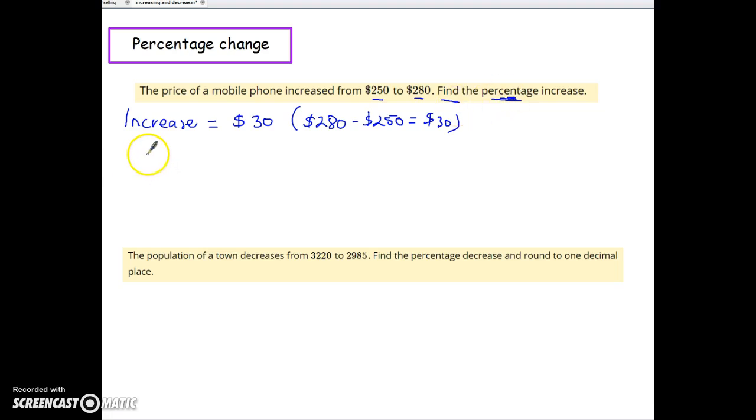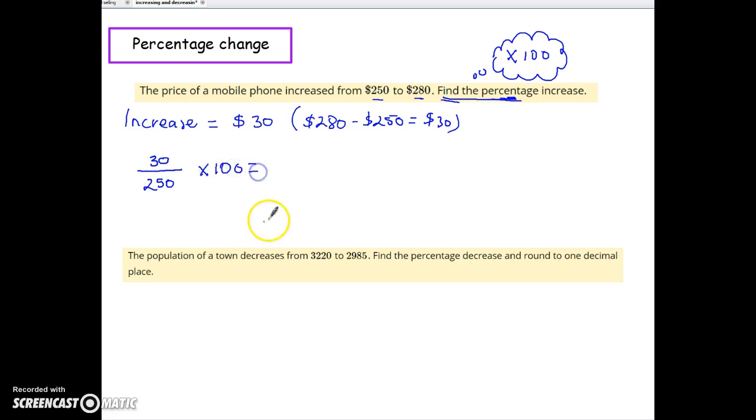So what I'm going to do is say it's gone up by 30. It was originally $250. And then as soon as it says find the percentage, you should be thinking to yourself in your little think bubble, as soon as you want to find the percentage, you've got to multiply by 100. So you set up your two numbers as a fraction, and to change anything to a percentage, you're going to multiply by 100. Grab your calculators now and get an answer for that.